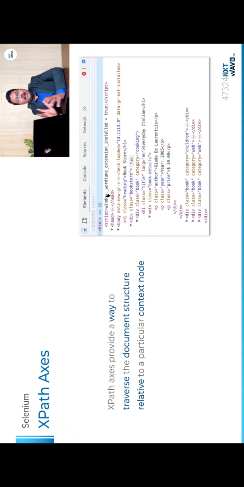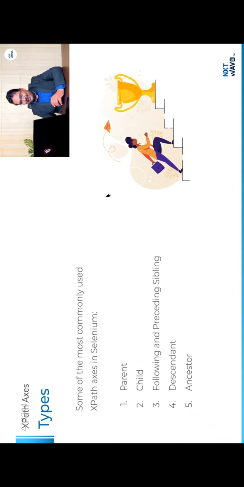Okay, so basically what these XPath Axes do is they provide you a way to navigate the document structure relative to a particular context node or the current node. Okay, so before we move ahead with trying to use the XPath Axes, there are a couple of things and terms that we need to understand first. Okay, let's look into them.